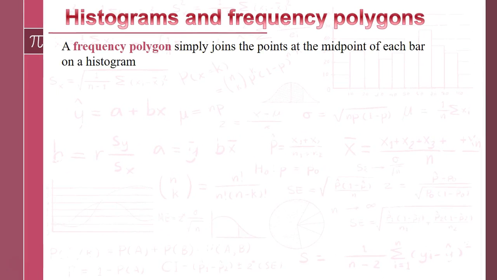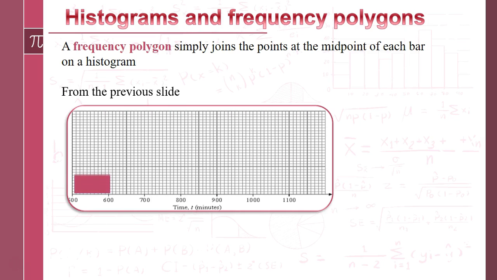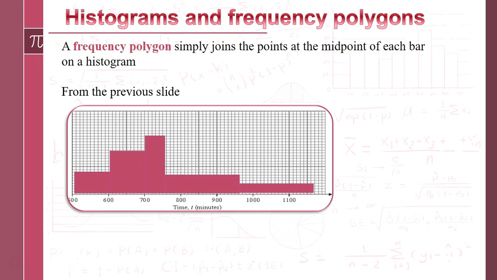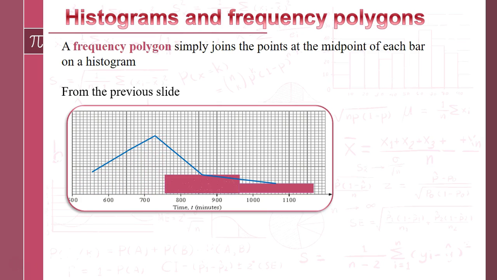Right. Frequency polygon. Let's quickly just mention a frequency polygon. A frequency polygon joins the midpoints of each bar on a histogram. It basically just gives you an idea of the shape of the distribution. So if we have a look at our histogram from the previous slide, and then we put a line on joining our midpoints, and now take those bars away, what you're left with is a frequency polygon.